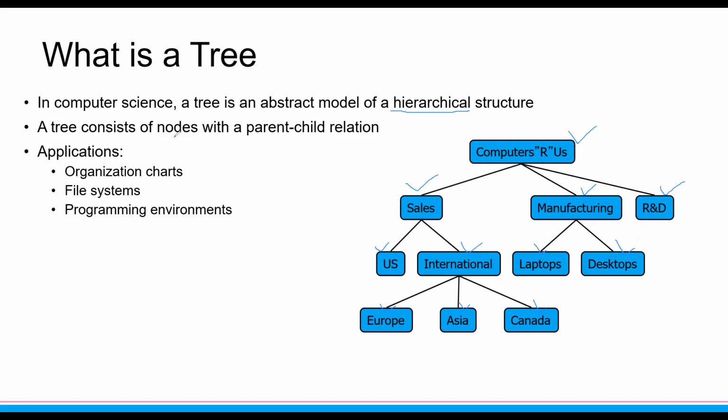So a tree consists of nodes. We call this one node and this another node. And we have the parent-child relation. So this is the parent and this is the child. If we are looking at this node, then this is the parent and this is the child. If we are looking at this one, then this one is the parent and this is the child. So we have the parent and child relation for every node. The application could be in organization charts, a file system, or a programming environment.